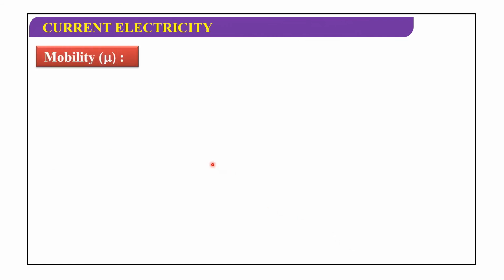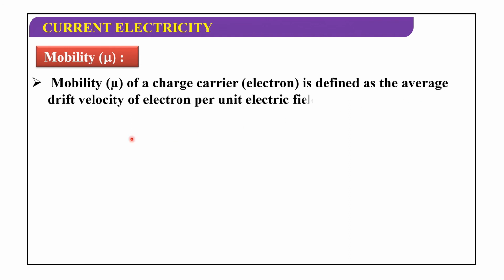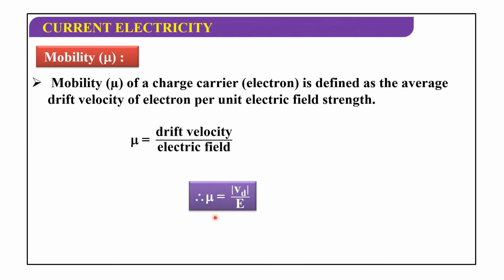Now, we will discuss mobility, that is mu. Mobility of a charge carrier, that is electrons, is defined as the average drift velocity of electron per unit electric field strength. So, mu is equal to drift velocity by electric field. Therefore, mu is equal to Vd by E.